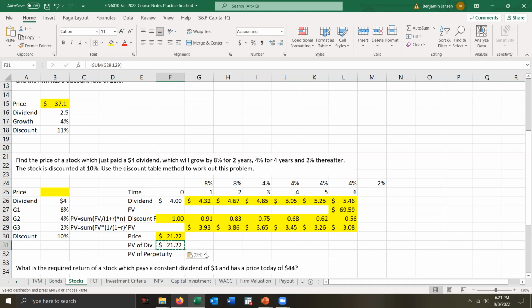So I'm just going to do a little here and copy this value. There we go.